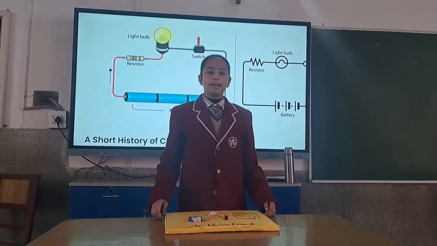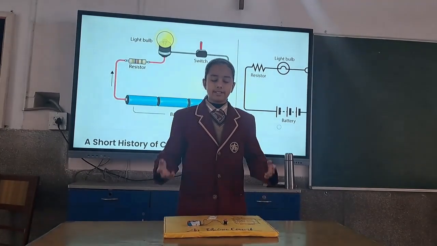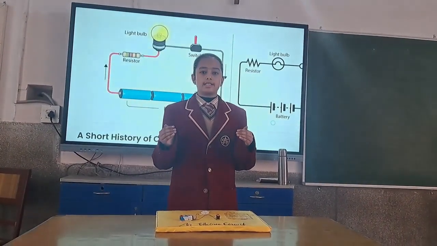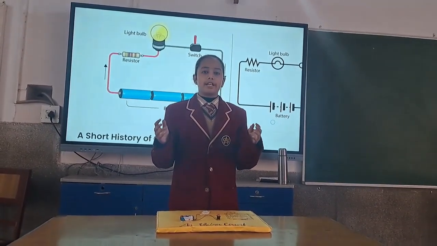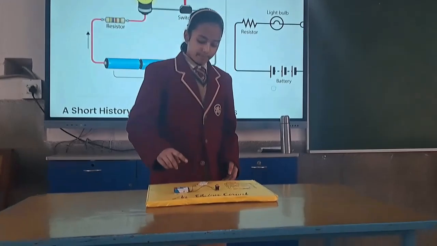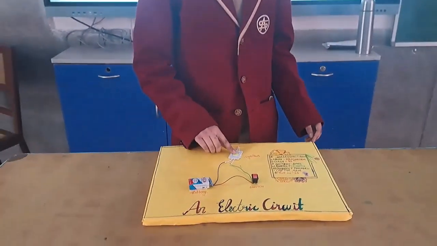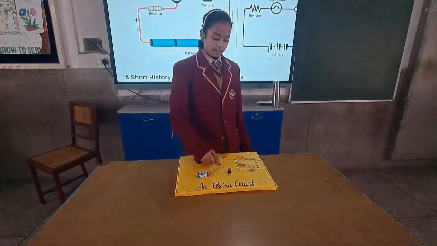Good morning, ma'am. I am Nakshatra of class 6 Opal, going to tell you about an electric circuit. So firstly, what is an electric circuit? An electric circuit is a path through which the electric current flows. The components of an electric circuit are a battery or we can use a cell, a light, an LED light or a bulb, a switch and wires.